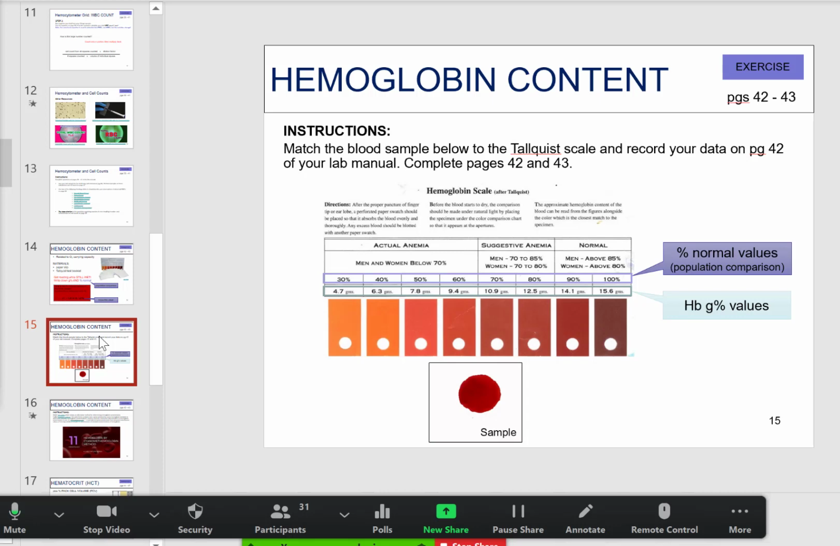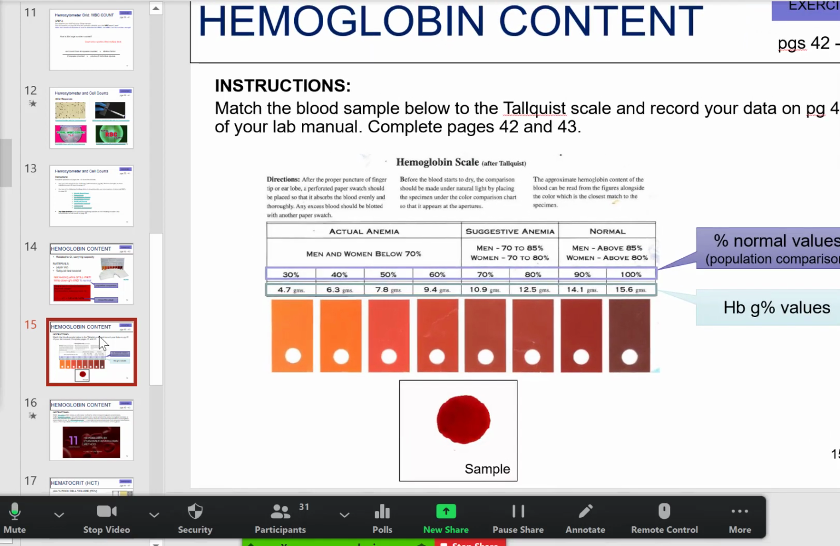So take some time, figure out which of the blocks above the blood sample you think matches the blood sample, and then you should write down in your notebook the two values. You should write down the hemoglobin grams percent value, and you should write down the percent normal value. And if you are following along in your lab manual, you are now on page 42. And taking this data, you would put it in your lab manual under procedures number 1.